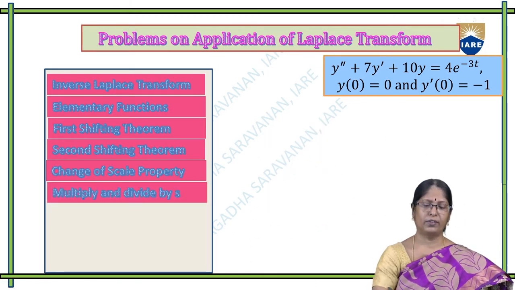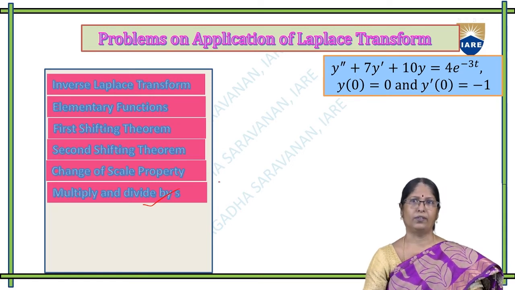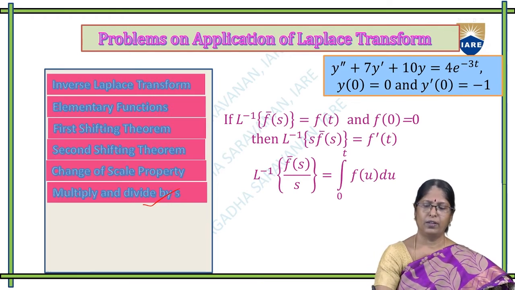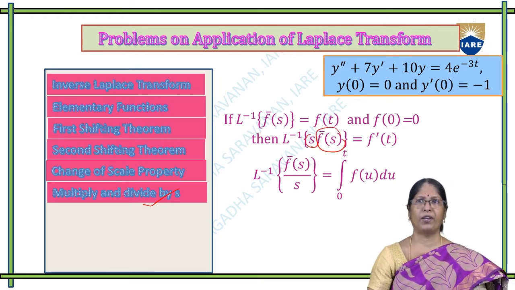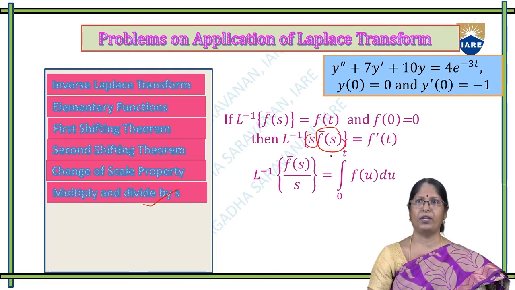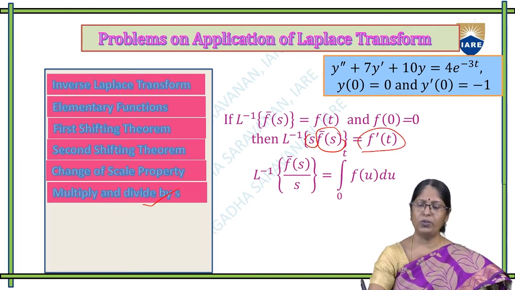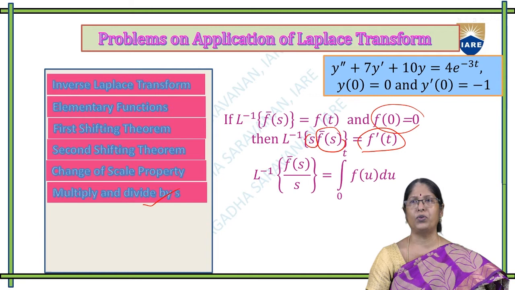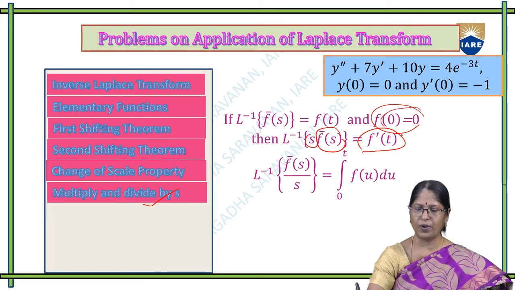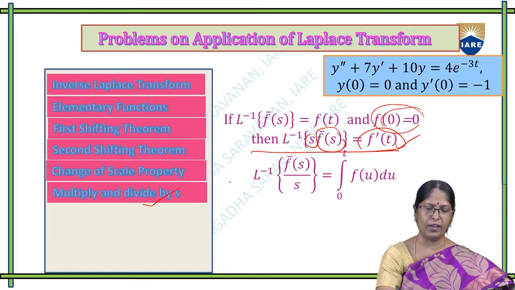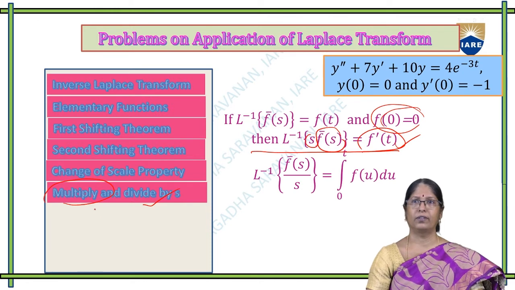The next one is multiply and divide by s. If f bar of s is multiplied by s, then to get f of t, we have to find the first derivative. Before that, there is an eligibility rule: f of 0 equal to 0. Only if this condition is satisfied can we use this one. So this is regarding multiplication by s.